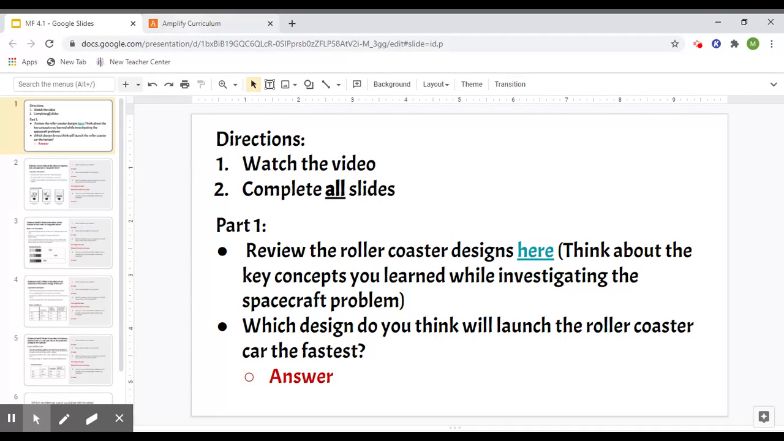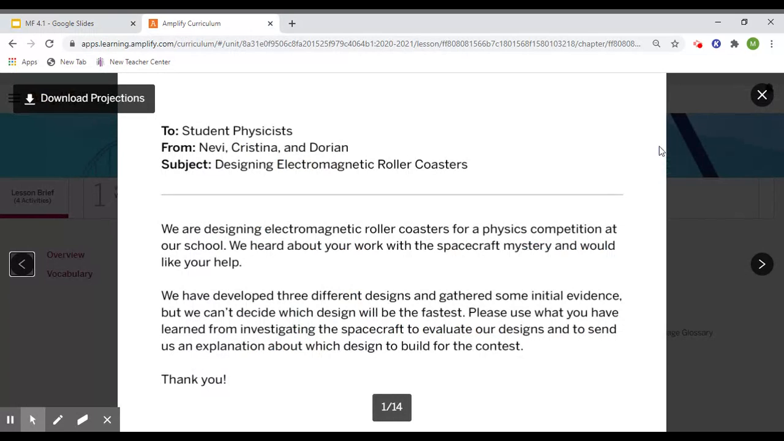I'm gonna start out by actually going over a couple slides from Amplify. So we are in the last chapter of our magnetic fields unit. We've learned everything we need to know so far, and in this chapter we will be taking a look at electromagnet roller coaster designs and trying to figure out which one is going to be the best design and then writing an argument for it.